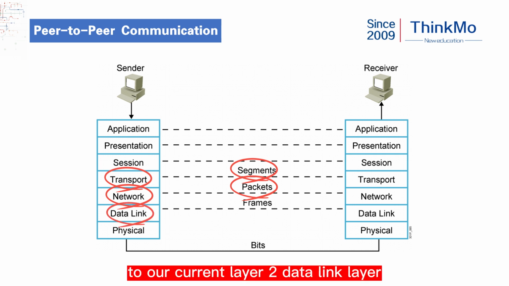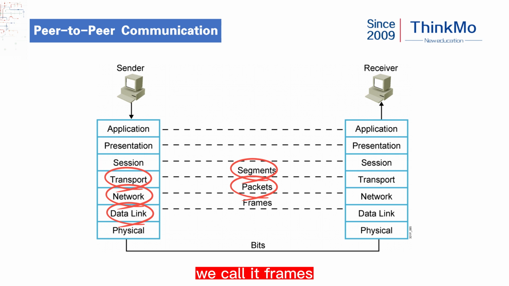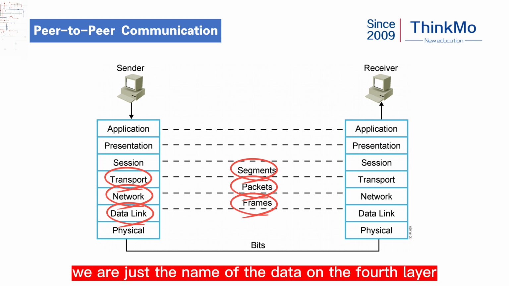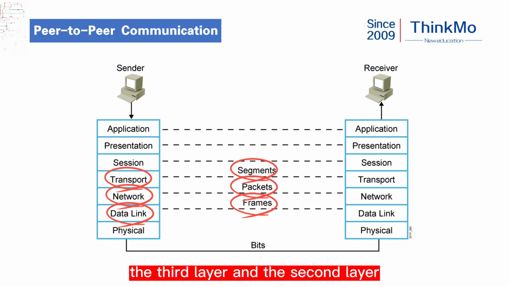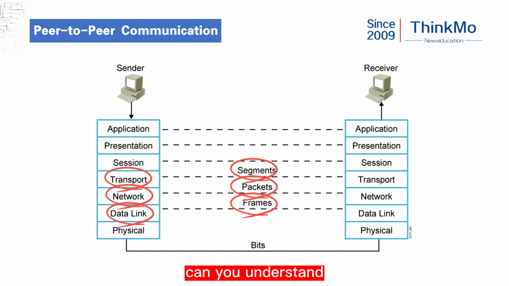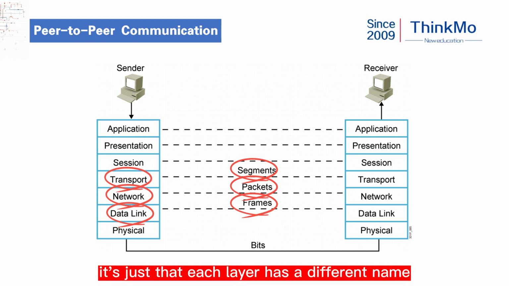At layer 2, the data link layer, if we carry out head and tail encapsulation, we call it a frame. Frame, packet, and segment respectively refer to the names of the data on the 4th layer, the 3rd layer and the 2nd layer. You don't need to ask what the difference between them is. There is no difference. It's just that each layer has a different name.